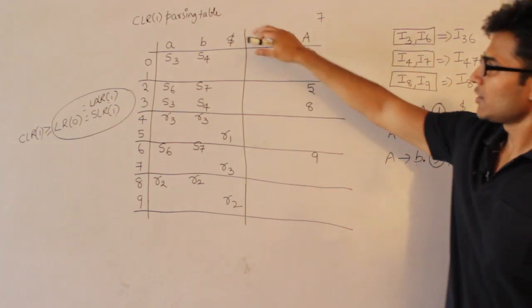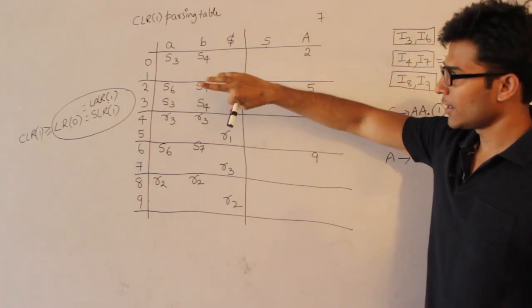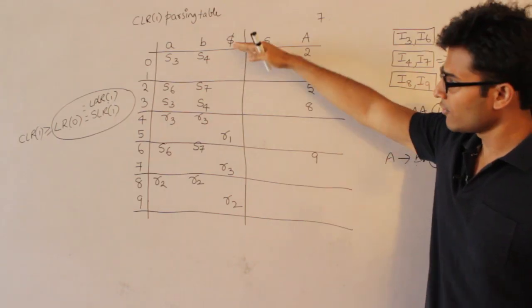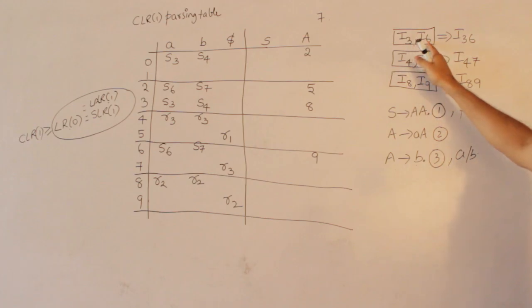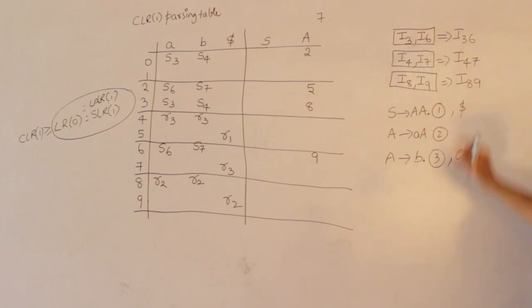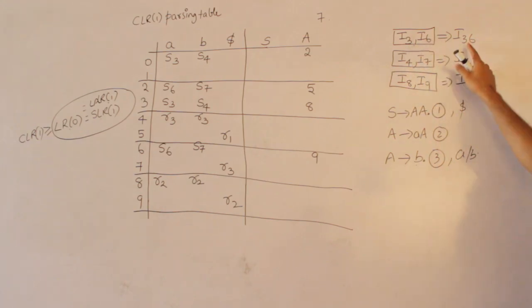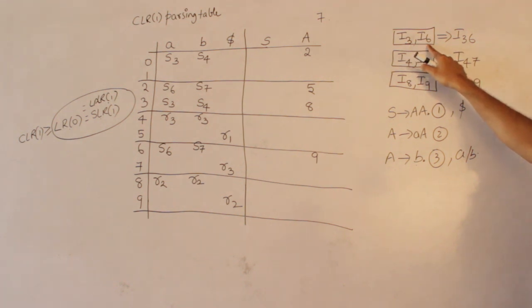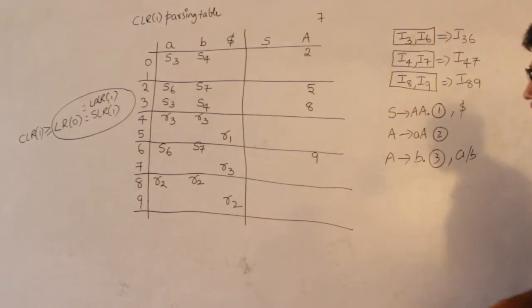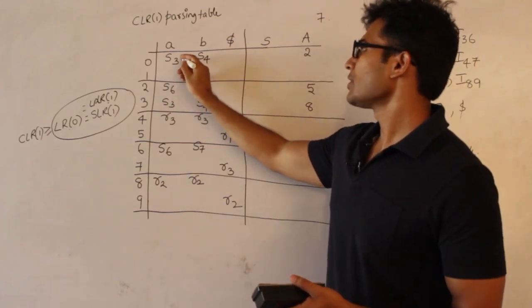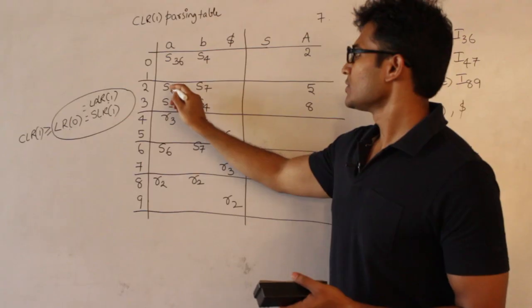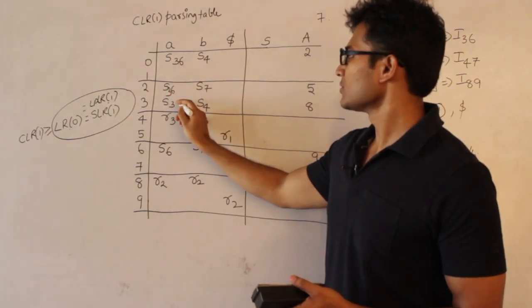In order to construct the CLR1 table, we considered the canonical collection of LR1 items and constructed the table, and then I have seen that there are some states which differ only in the look ahead. So I am going to combine only those states. Wherever there is 3 or 6, I am going to write it as 3, 6. Now 3, 6 is a new state. See, here there is shift 3. Now I am going to write it as shift to 3, 6.